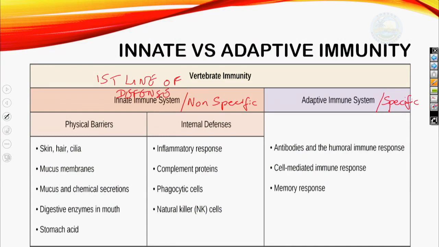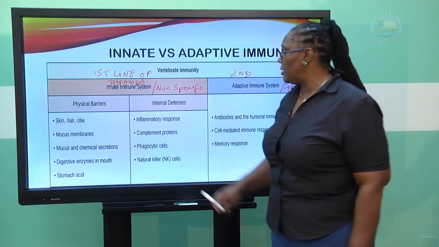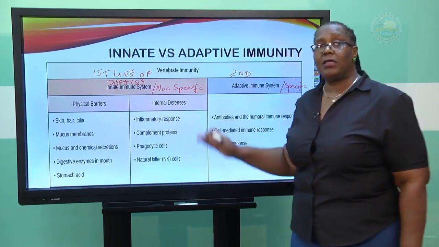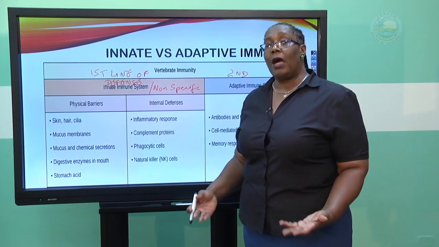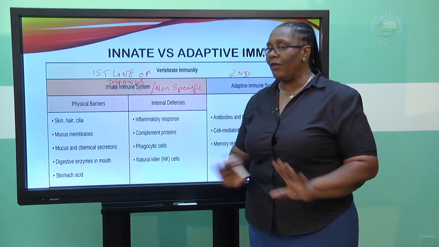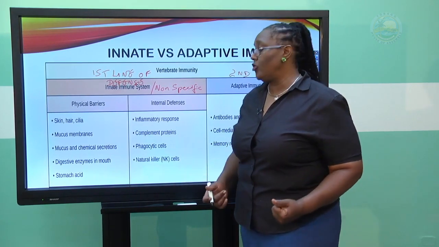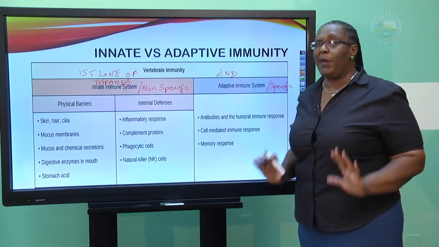While this here would be your second line of defense. Okay, so these here, both the physical and chemical barriers and the internal defenses, are said to be the first line of defense. These are the first things that will interact with a pathogen. And they are not specific. Whatever it is, they will seek to destroy it. But the second line of defense, these are more or less the specialists.